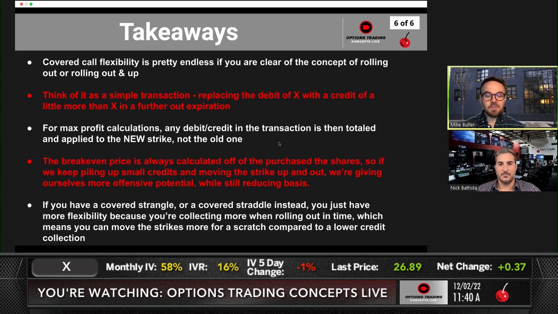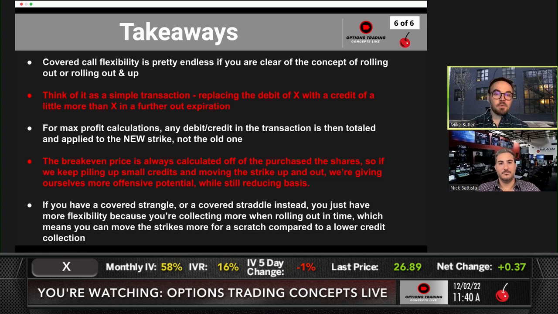For max profit calculations, any debit or credit in the transaction is then totaled and applied to the new strike, not the old one. So in the examples that we were looking at before, we're not looking at our previous strike. We're looking at the net credit received from these positions, and we're continuously applying them to the new strikes that we're either rolling out in time or rolling up, et cetera, et cetera.